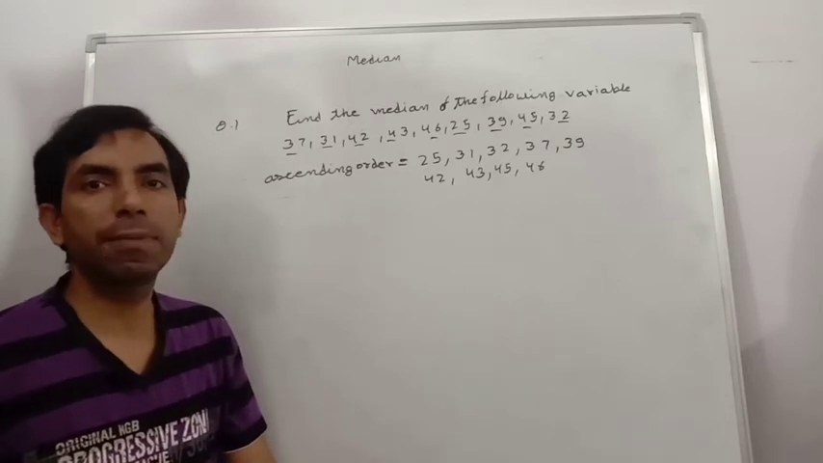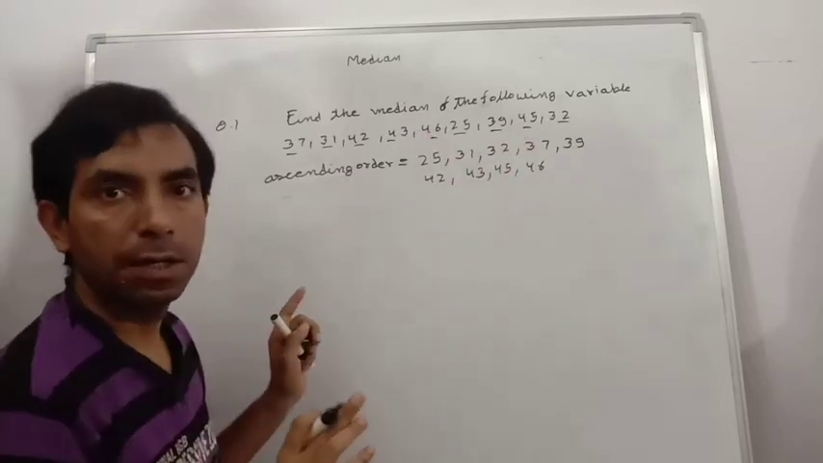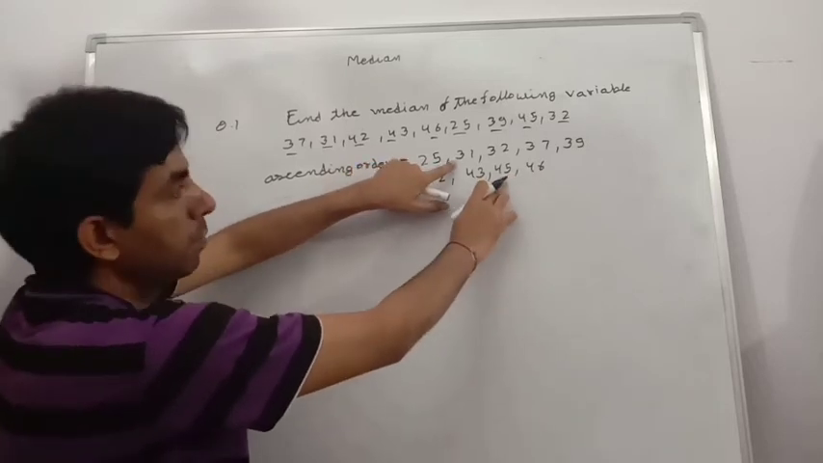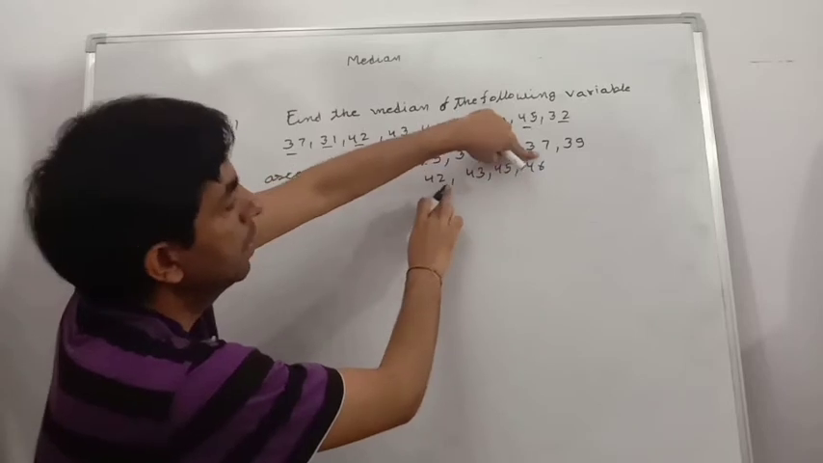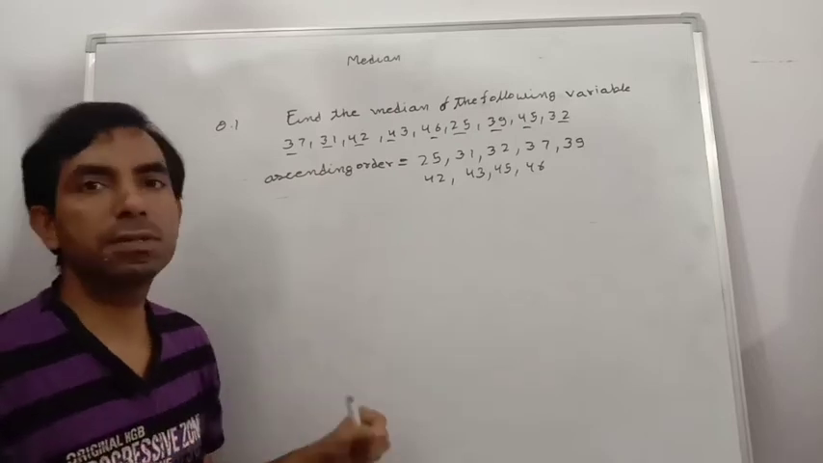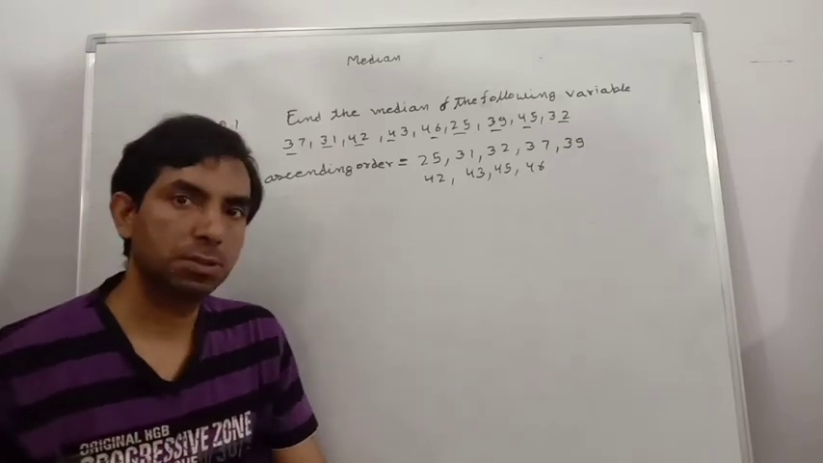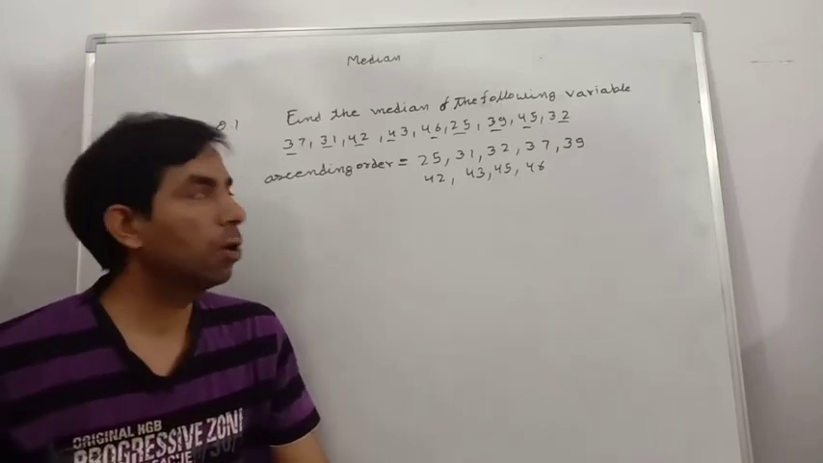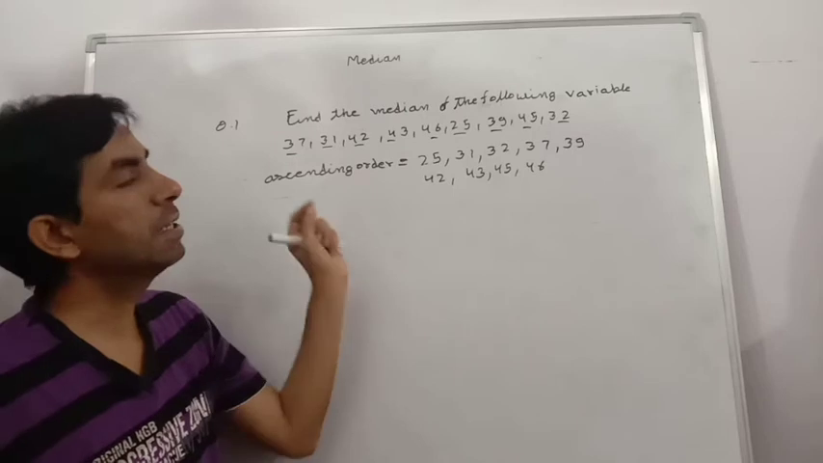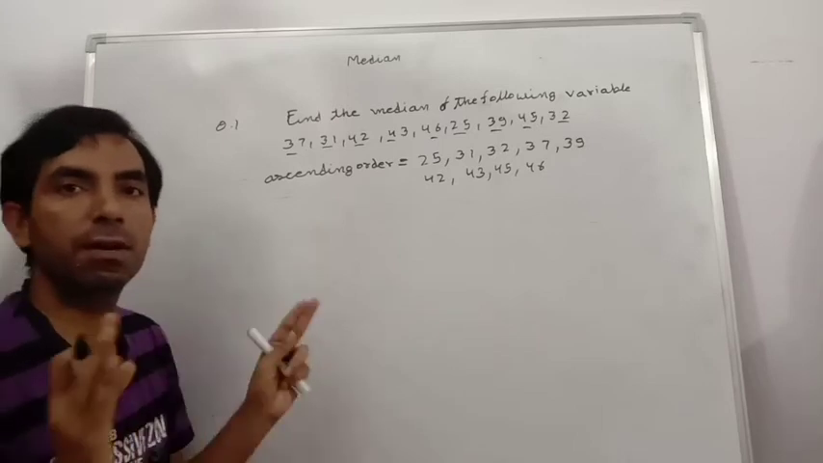Now we have to find the median value. After writing in ascending or descending order, we remove one number, then two numbers, then three numbers, then four numbers. Then what is remaining? 39. In small data we can find the median by this method, but if data is large, we use the formula. Here we see that with 9 variables we can easily calculate the median by removing elements from both sides.